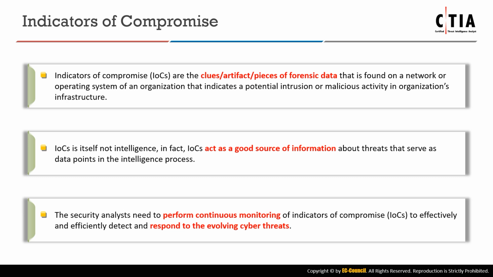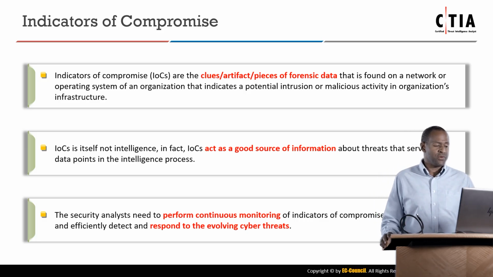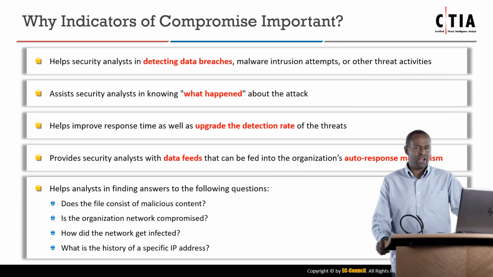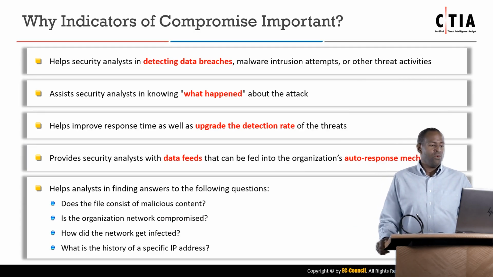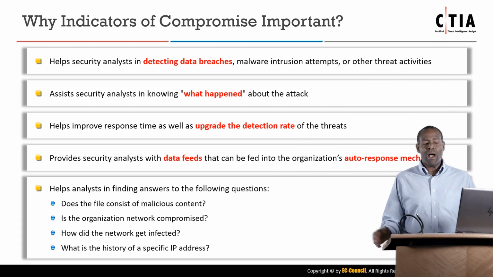So what we need to do as security analysts is continually monitor for the presence of indicators of compromise so that we can respond to any threat after we detect it. Of course, we have to detect it first in order to respond to it. So why are IOCs, or indicators of compromise, important? Well, bullet point number 1, they help to detect data breaches, malware intrusions, and other types of threat activities.